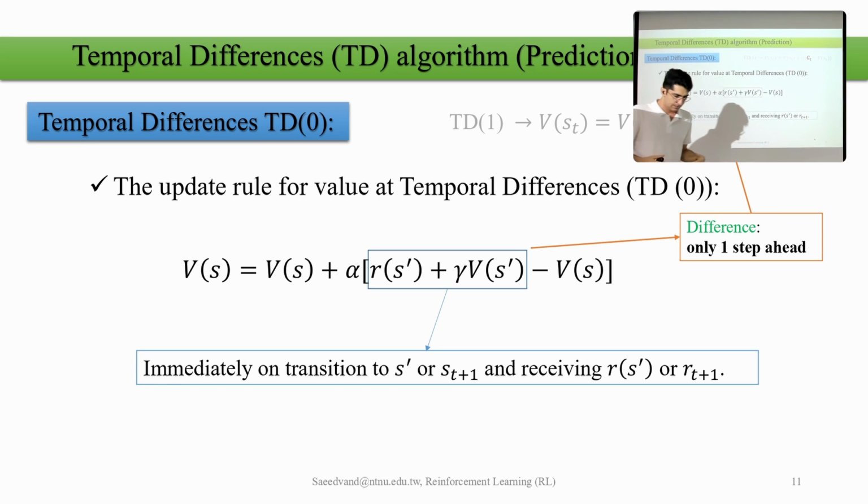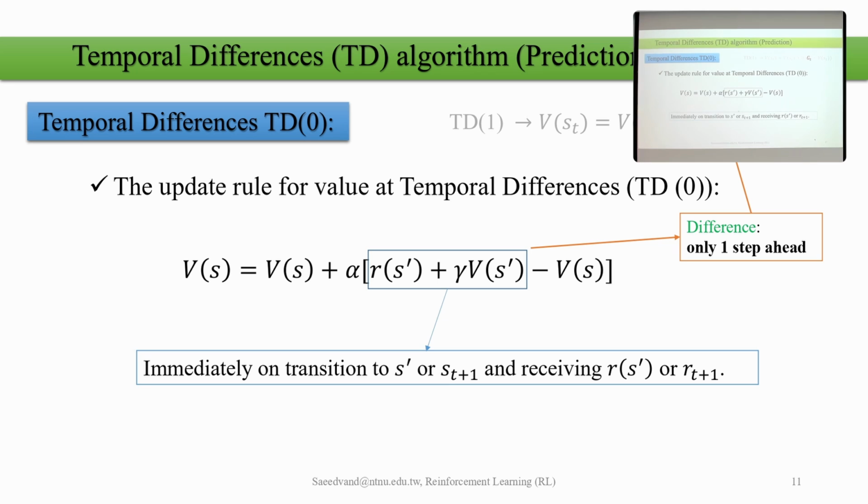It is like, in order to update from S to S prime, instead of calculating the whole episode to update what I have here, I just consider the differences of the movement, and the differences of what is happening based on the value calculations, and update my value. The idea is pretty simple. So we can say immediately on transition to S prime or ST plus 1, and receiving the reward that I indicated in two terms. As I mentioned to you, we can use both S prime or ST plus 1, meaning the same thing.